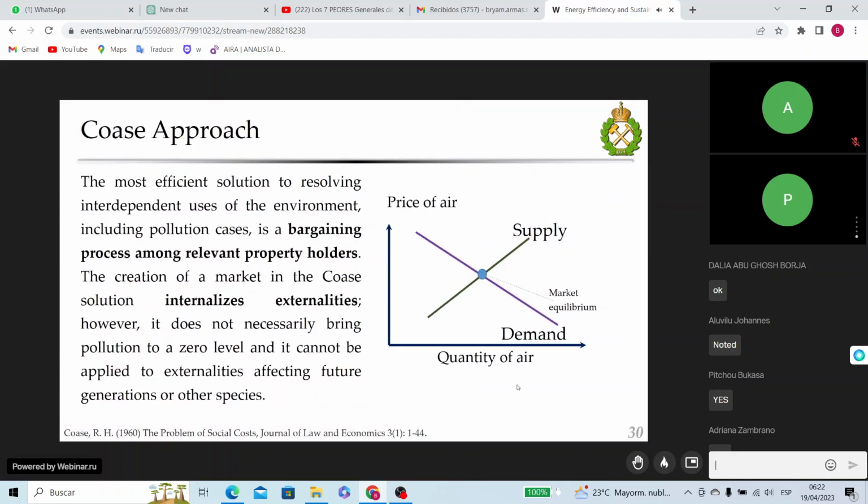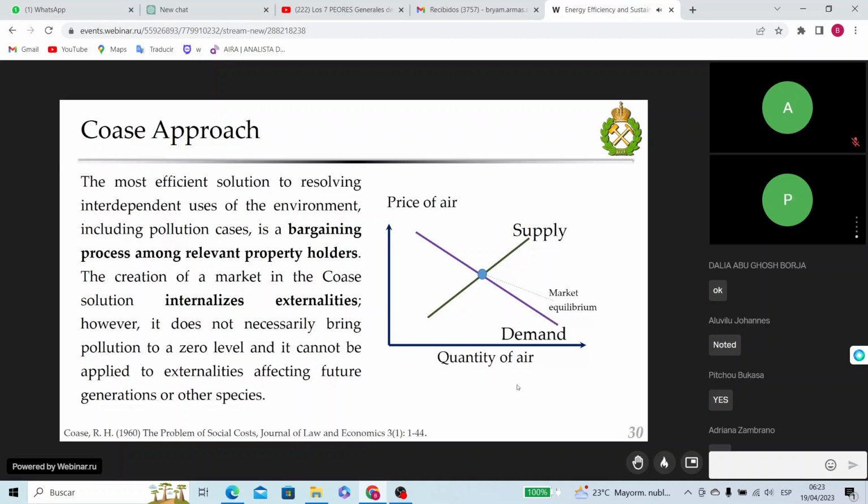There are two approaches to solve this problem. The first one is Coase approach. The essence is very simple. We need to create a market for this public good. If we can create a market, determine the conditions, and give our participants the opportunity to bargain, then sooner or later the market will find the balance. And the price at this point will be equal to the social price. So the social price will be equal to the equilibrium price.